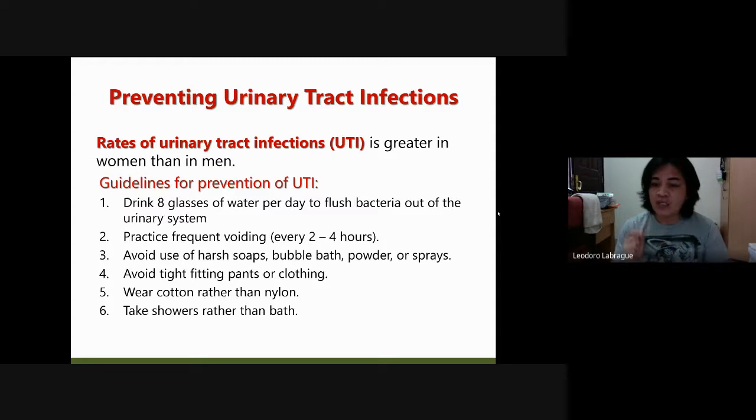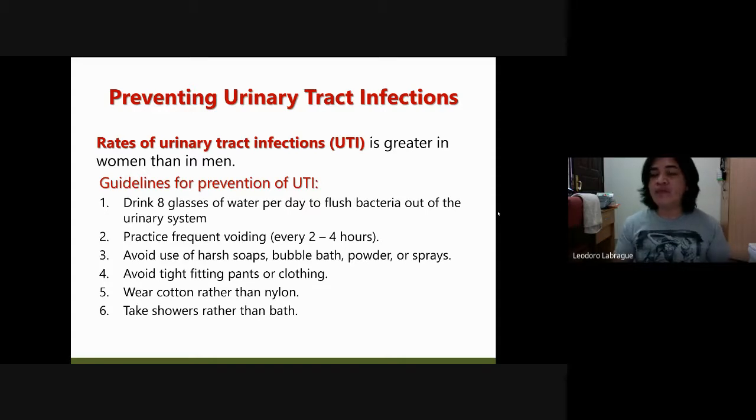Technically, if the patient has urinary tract infection, that means there are bacteria, there are microorganisms present in the urinary system. So our number 1 management is drink 8 glasses of water per day. Because the more you increase your fluid intake, the more you will urinate, the more the bacteria will be flushed out from your urinary system. Give your patients a lot of water to drink. Number 2, practice frequent voiding every 2 to 4 hours.